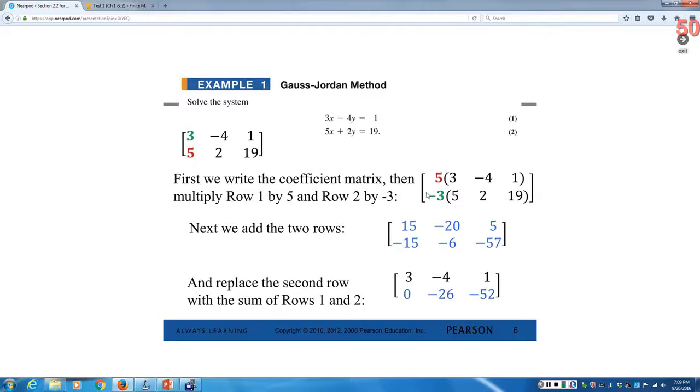And when we do that, we get 15, minus 20, and 5, and -15, minus 6, negative 57. And then you add those two rows together and your 15s will drop out. And negative 20 plus 6 will give you negative 26, and 5 minus 57 will give you negative 52. Are we okay so far?